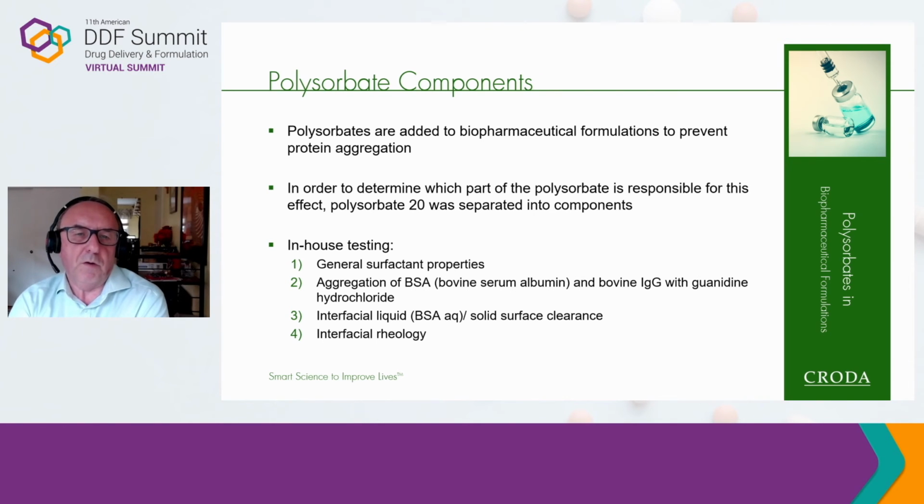We did a lot of our work with the pure lauric acid variant of this polysorbate 20 to try and help simplify things. We did a number of in-house tests, looking at things like general surfactant properties, and the aggregation of bovine serum albumin and bovine IgG with guanidine hydrochloride. So we looked at two different proteins. And we looked at the interfacial behavior using bovine serum albumin again at the solid surface, the surface clearance effect. Finally, we also looked at interfacial rheology.